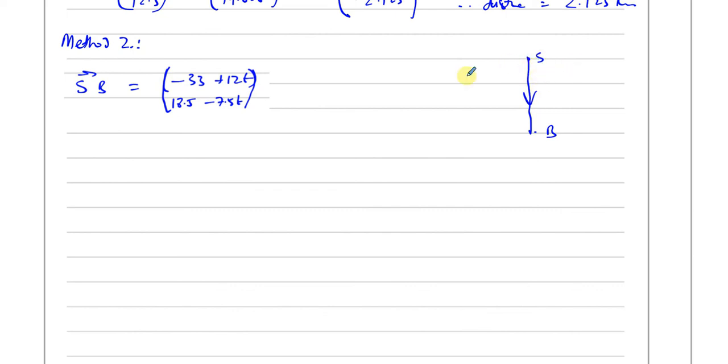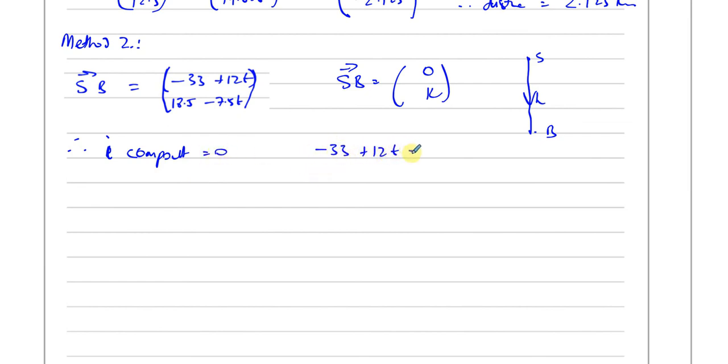So the vector from S to B is going to be equal to 0i and some value going down, k. We don't know what that is. So therefore we can say that the horizontal component, the i component, will be 0 in this case, because we now have the vector from S to B. We don't have to go horizontally, we go straight down to B. So the i component is equal to 0. So we've got minus 33 plus 12t equals 0. So that gives you exactly the same answer we got.